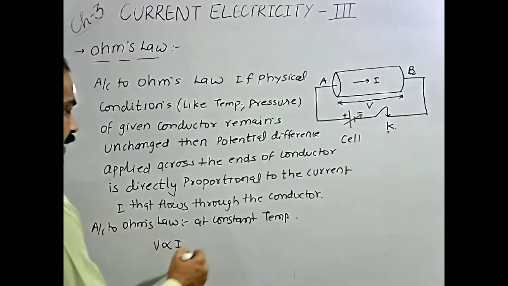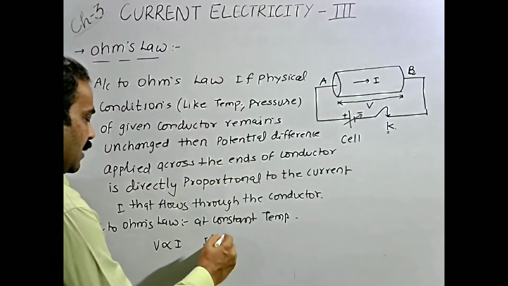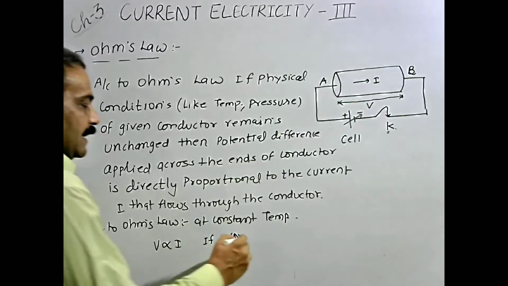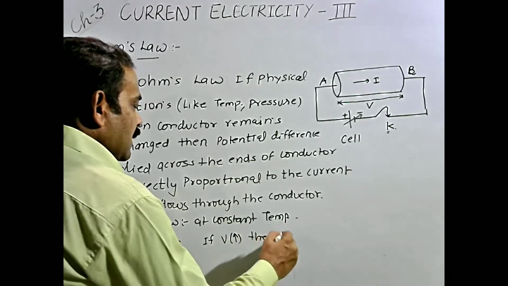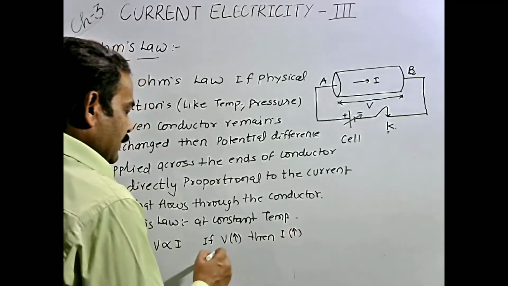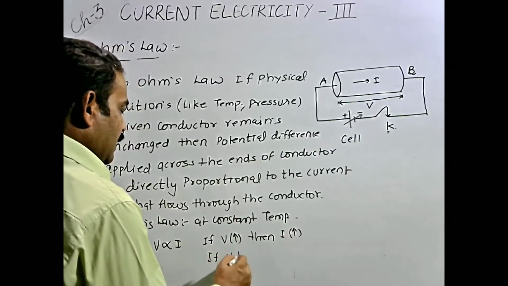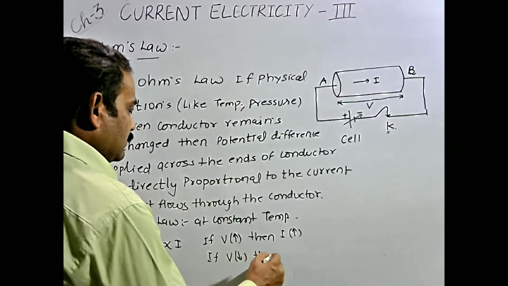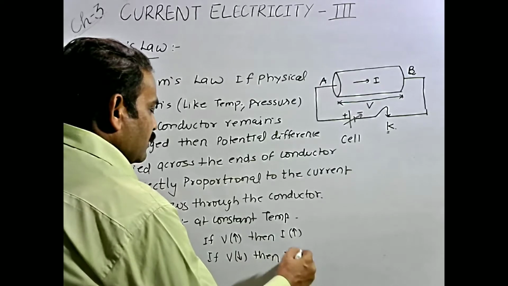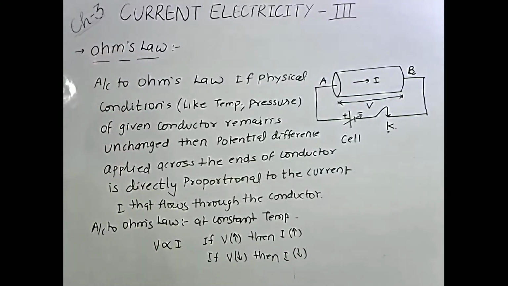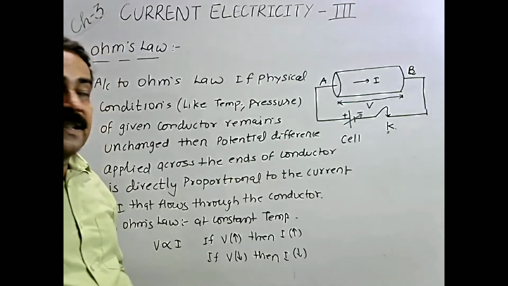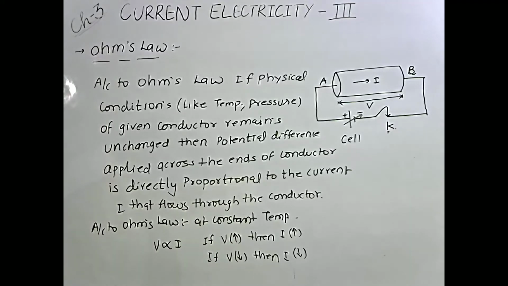It means if V increases, then I also increases, and if V decreases, then I also decreases. Clear? So basically Ohm's law gives the relationship between voltage and current for the given conductor. Understand? So please note down.